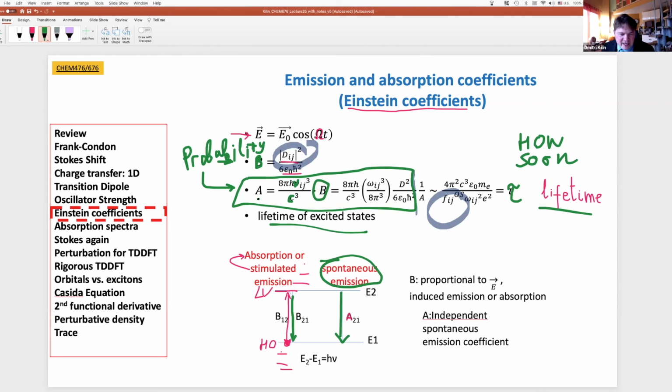Note that in the Einstein coefficient, the transition dipole comes into the numerator. If you look at 1 over the Einstein coefficient, oscillator strength, which is transition dipole squared, comes into the denominator. So lifetime is proportional to 1 over transition dipole squared, or 1 over oscillator strength. So the bigger the oscillator strength, the shorter the lifetime.